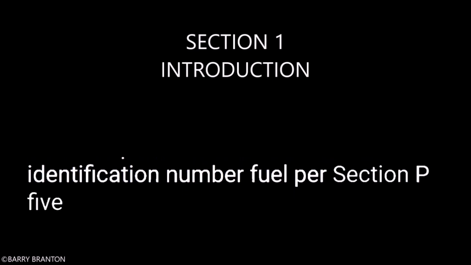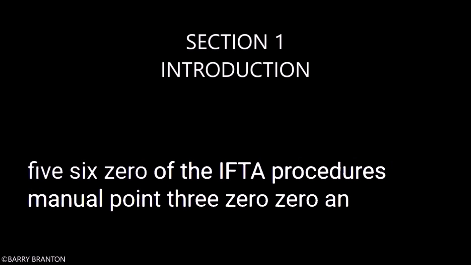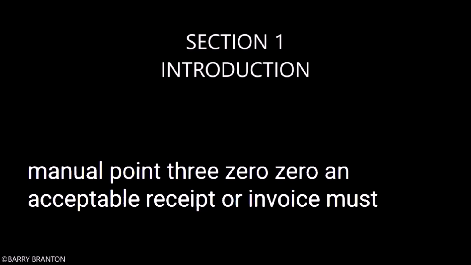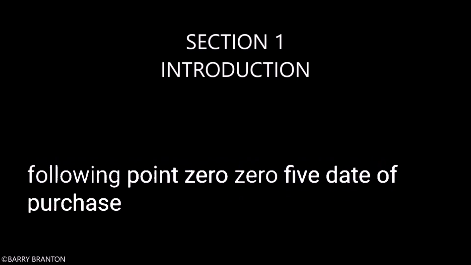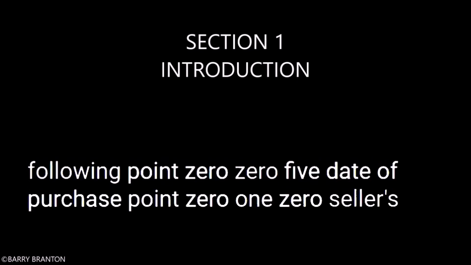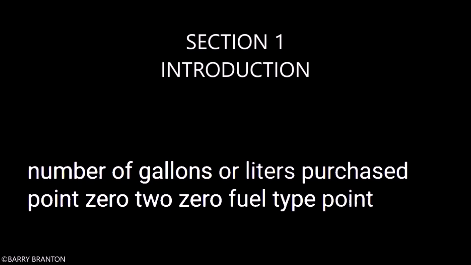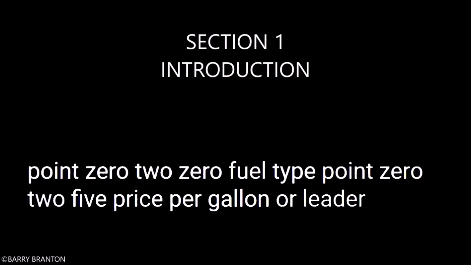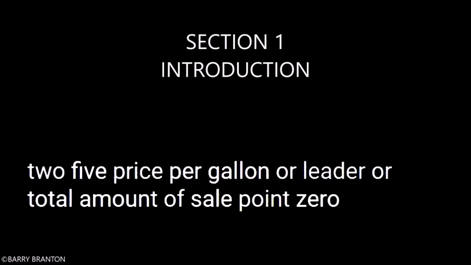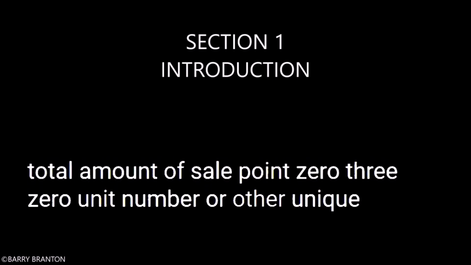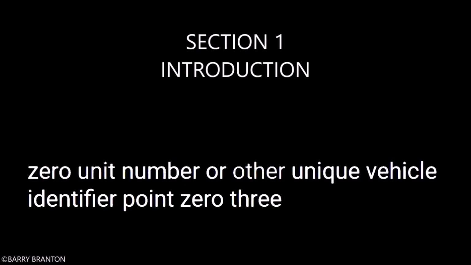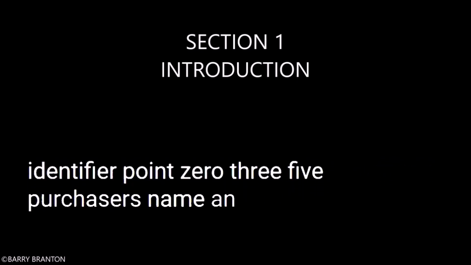Fuel, per Section P560 of the IFTA Procedures Manual, .300: an acceptable receipt or invoice must include but shall not be limited to the following: .005, date of purchase; .010, seller's name and address; .015, number of gallons or liters purchased; .020, fuel type; .025, price per gallon or liter or total amount of sale; .030, unit number or other unique vehicle identifier; .035, purchaser's name.